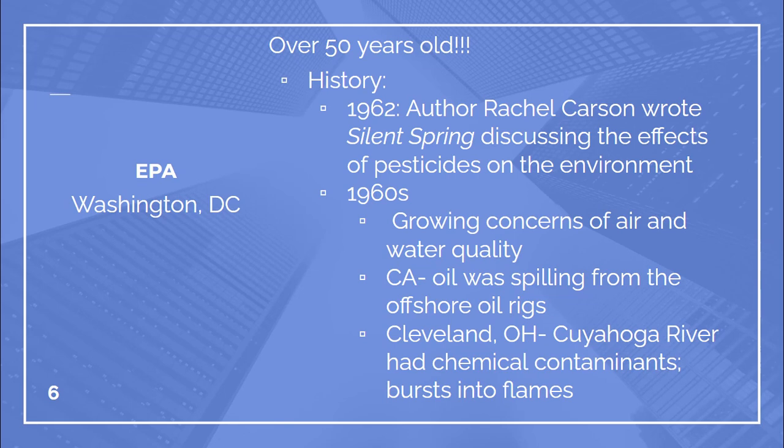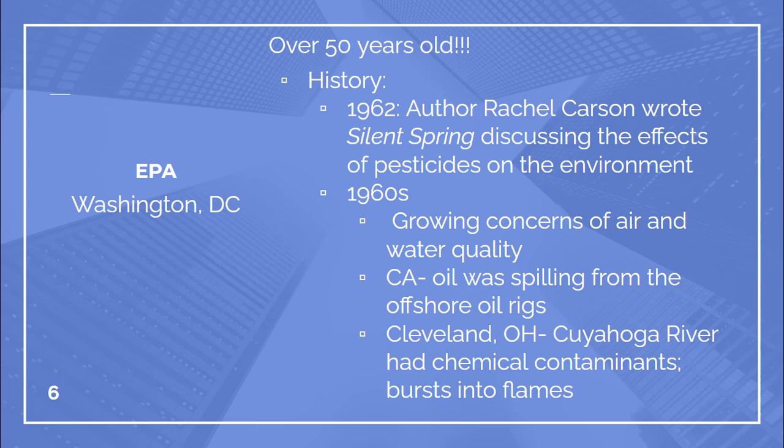Astronauts aboard the International Space Station took photos and compared them to previous years' photos and noticed that there was an increased amount of smog and pollutants in the air. In California, offshore oil rigs had an increased amount of oil spilling from their rigs into the ocean's water. A river in Cleveland, Ohio had chemical contaminants in it, which ended up bursting into flames. The American people at the time had an increased concern about the environment and demanded some sort of protection.